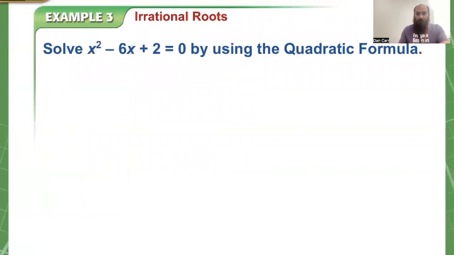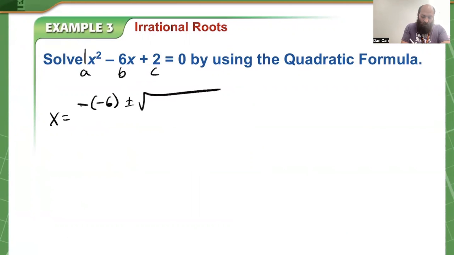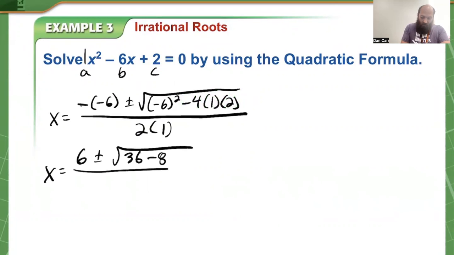All right, irrational roots. This is where we're going to keep the radical sign as part of our answer. So again, that's a, b, and c. So x equals, and I'll do this as a combined one this time, negative b, so negative of negative 6, plus or minus the square root of b squared minus 4 times a times c, all over 2 times a. Opposite of negative 6 is going to turn positive. Negative 6 squared is 36. Negative 4 times 1 times 2 is negative 8 overall, so it'll be minus 8, all over 2.